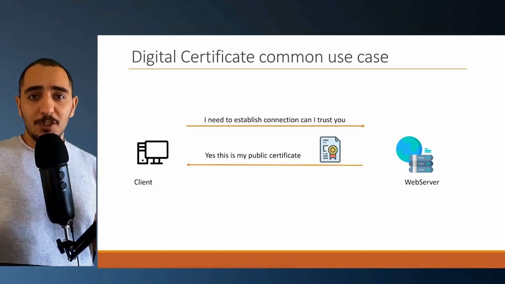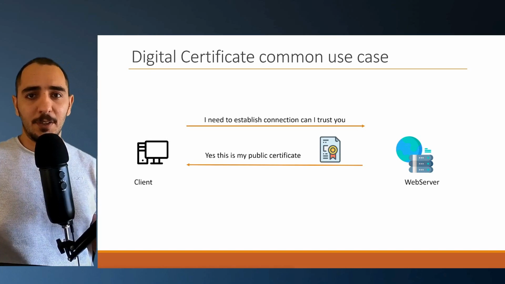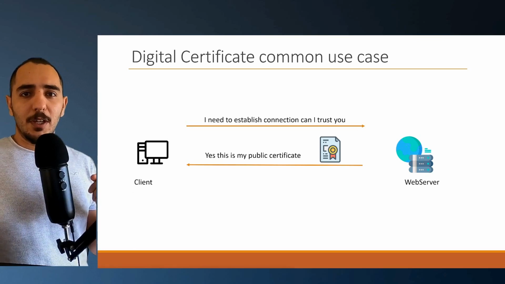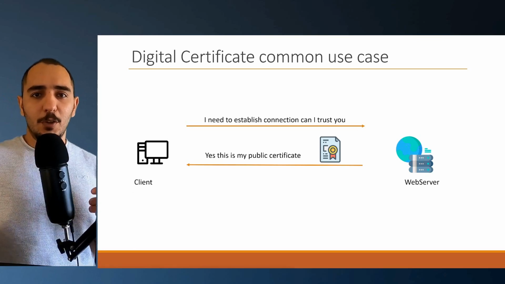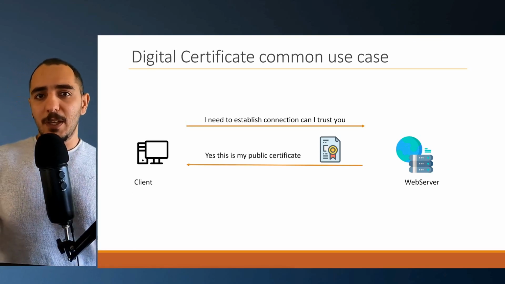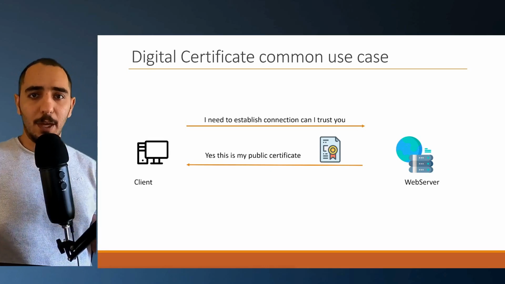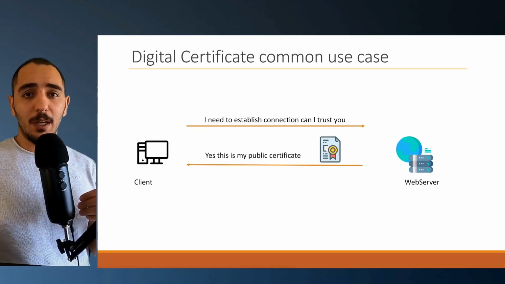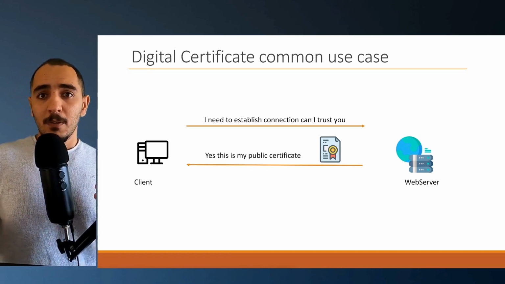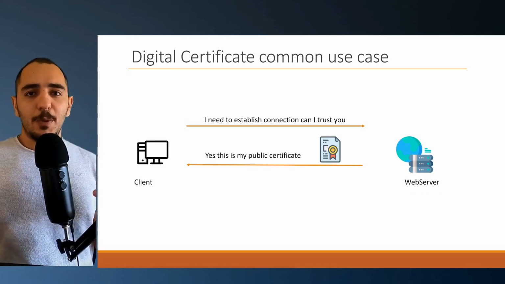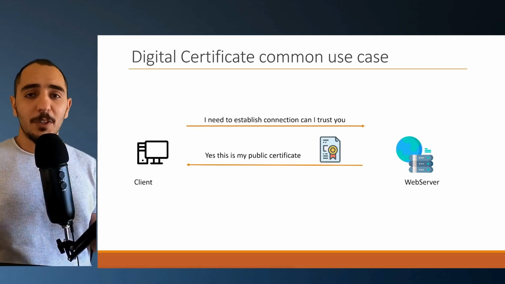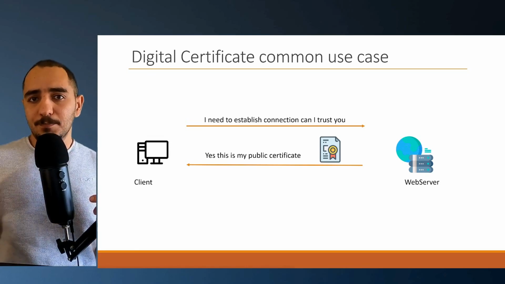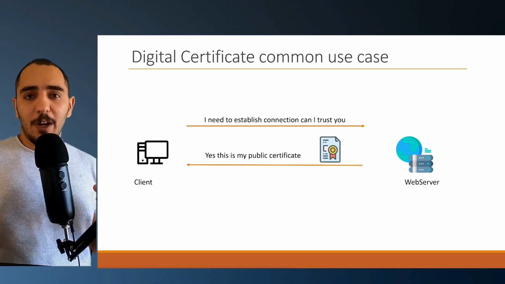Now, the web server, if it's trusted and verified, it will provide a digital certificate or a public certificate. This public certificate is going to help the client prove the identity of this web server. And this public certificate is going to contain a public key that would help in encrypting the communication between the client and the web server. It also contains other information about the web server and a digital signature, and that digital signature will help in verifying the integrity of the web server.